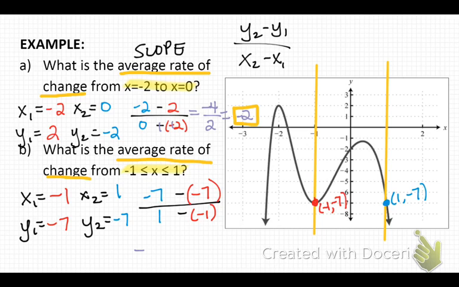Now, what is negative 7 minus negative 7? Becomes negative 7 plus 7, which is 0. I heard a few of you. And then what is 1 minus negative 1? That is 2. And what's 0 divided by 2? 0. So that means my slope is 0.